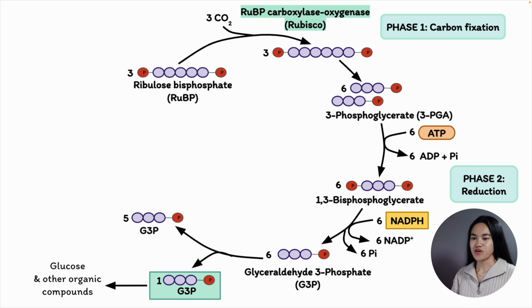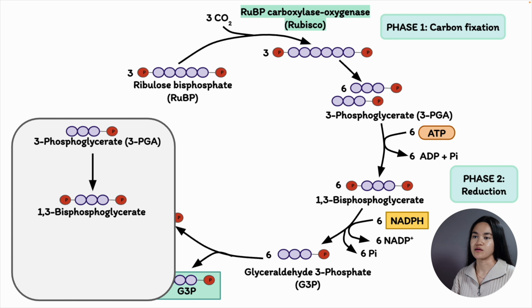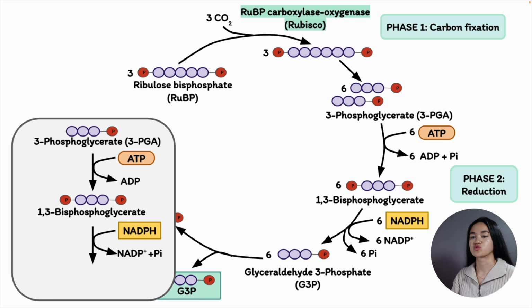Alright? A quick recap before we move to phase 3. 3-phosphoglycerate becomes 1,3-bisphosphoglycerate. ATP is the phosphate donor here, and then NADPH reduces 1,3-bisphosphoglycerate, which also loses a phosphate group in the process, and we produce G3P, glyceraldehyde 3-phosphate, which is a sugar, the same 3-carbon sugar formed in glycolysis. Out of the 6 glyceraldehyde 3-phosphate molecules the cycle has generated, 1 G3P will exit the cycle and go towards making glucose, while the other 5 are recycled.